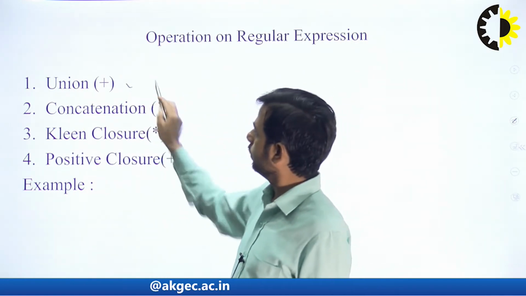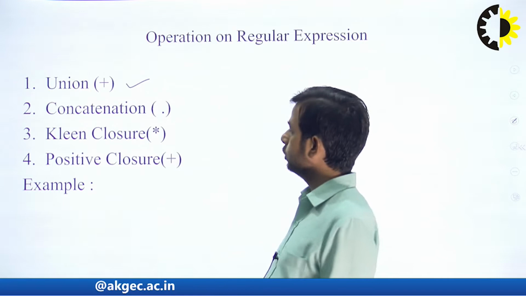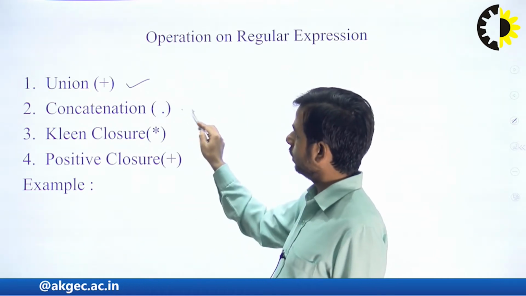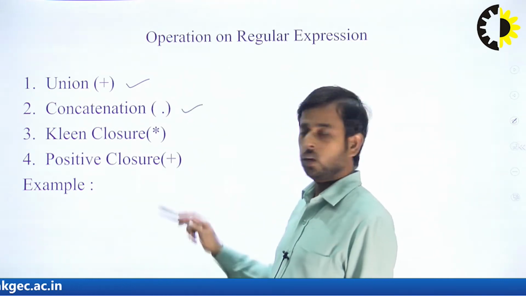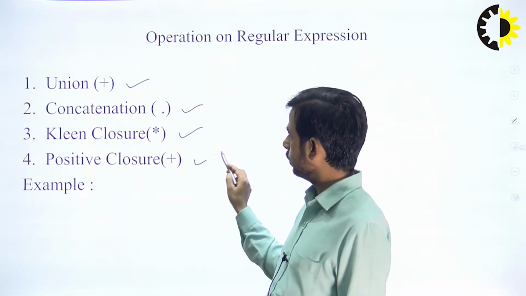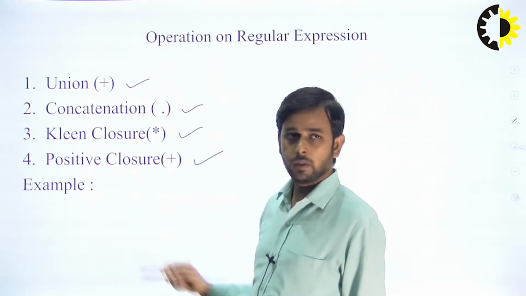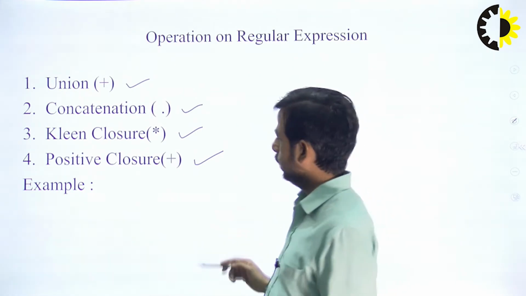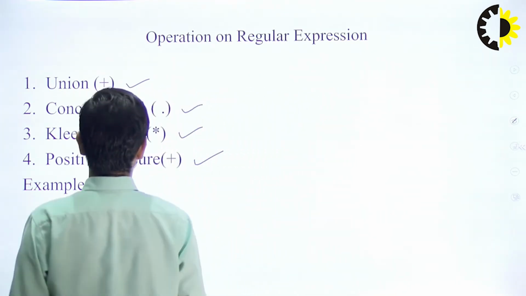Now next see the operations on regular expression. The first operation is union operation, second is concatenation operation, third operation is Kleene closure, fourth operation is positive closure. This plus sign and this plus sign are different. Okay, let's see some examples.